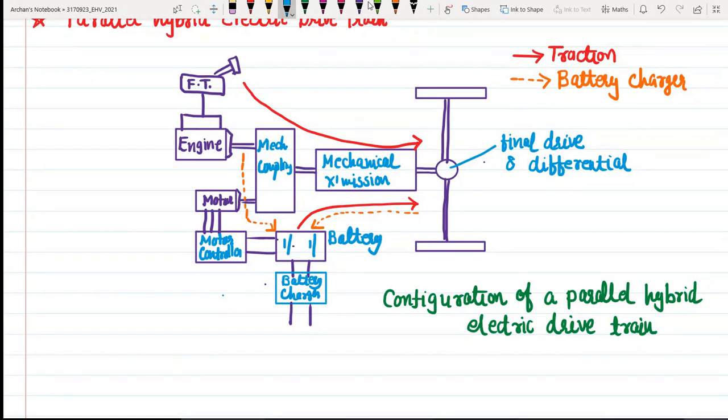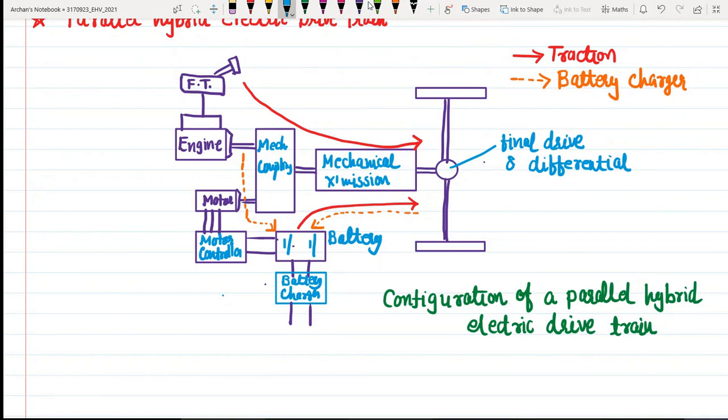Okay. Now possibilities are only IC engine will provide the traction or only battery is going to provide the traction. And whenever we are going up a hill, at that time the combination of this engine and battery will provide the additional tractive effort required by the vehicle, right? So this is how this parallel hybrid electric drivetrain works, right?